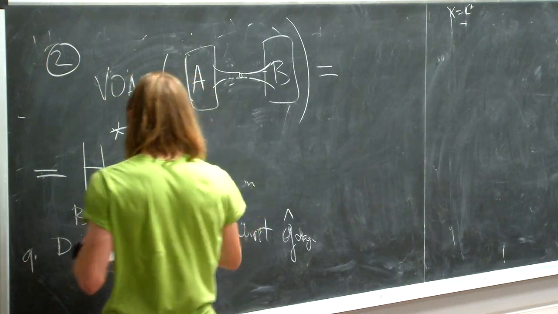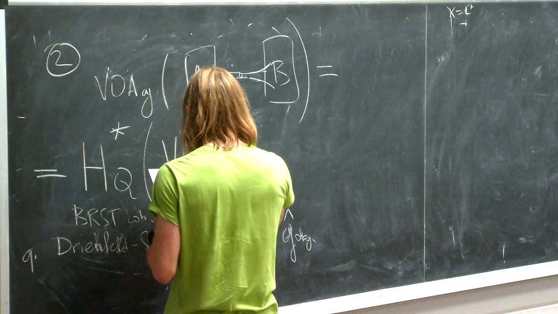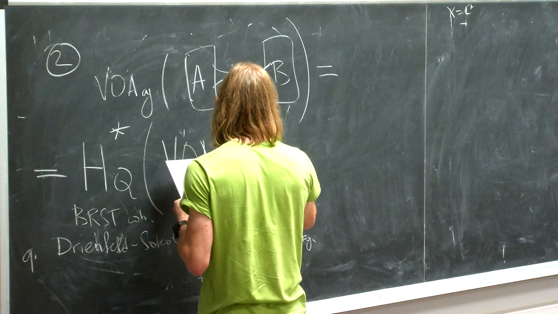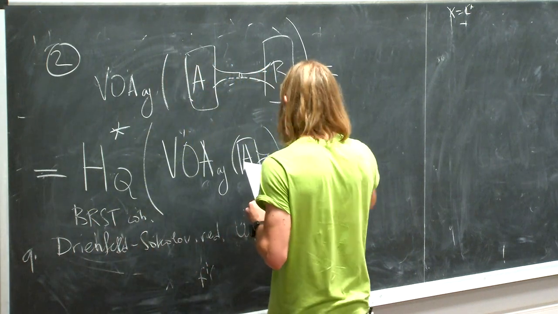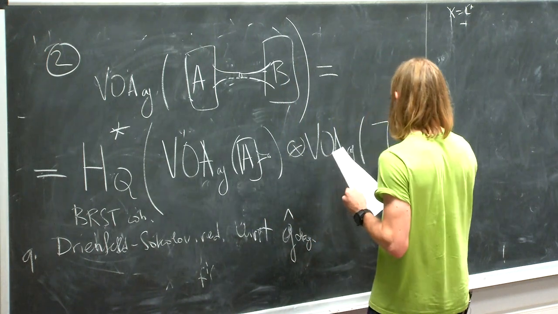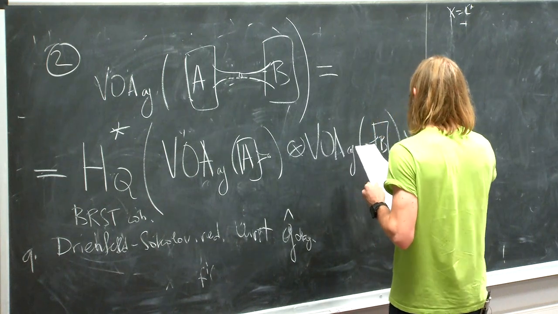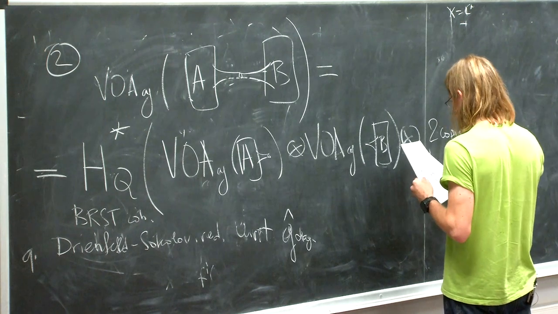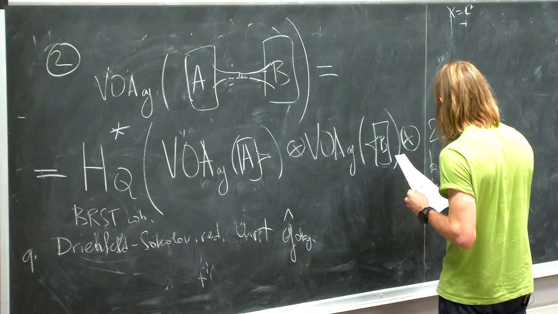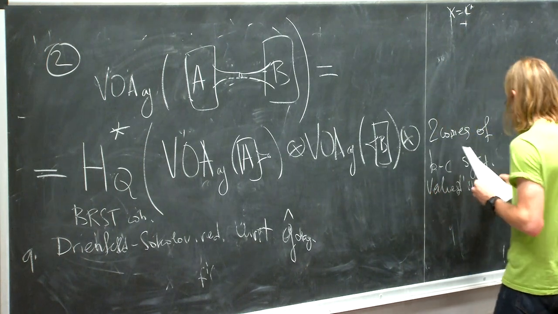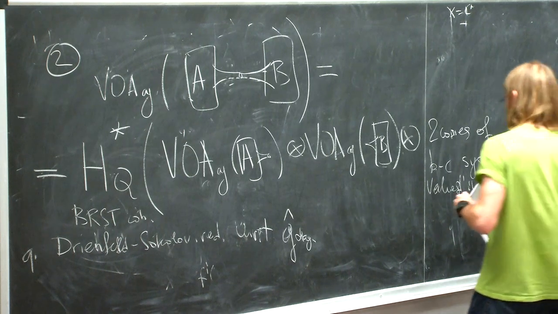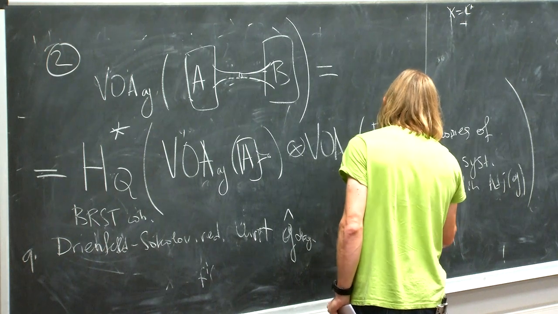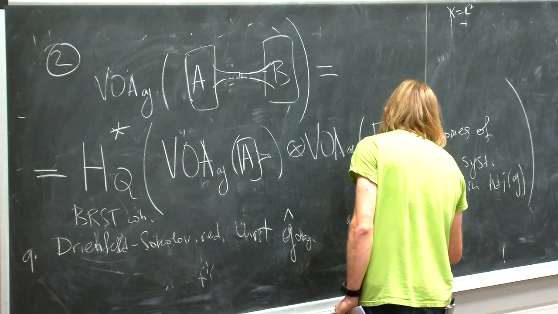Namely, this will be a certain cohomology of the following tensor product. I take a vertex operator algebra associated to this piece A. Once I cut, I have here a puncture. Tensor the vertex operator algebra associated to this piece. And I need to take a tensor of two copies of what is called a BC system valued in the adjoint representation of G. So the BC system is an odd analog of the beta gamma system, odd meaning the generator has parity one, which I described before.